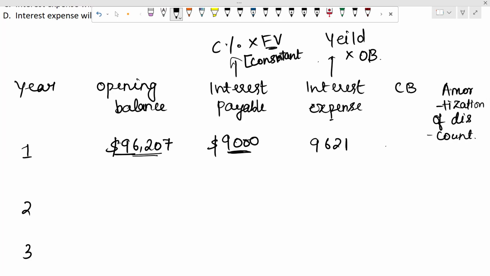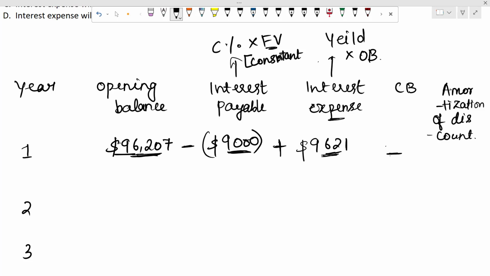Now, how to calculate this closing balance? Listen, at the beginning of the period, the company had opening balance of 96,207. They should have paid $9,621 of interest. That is the interest expense. They should have paid $9,621 of interest. But they are actually paying only $9,000 of interest. So this closing balance is nothing but opening balance minus interest payable plus interest expense.